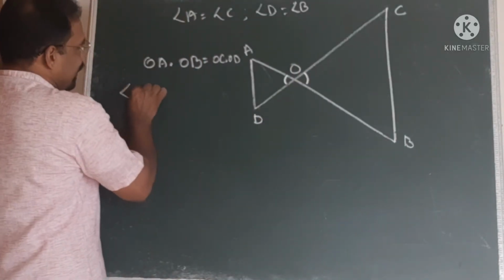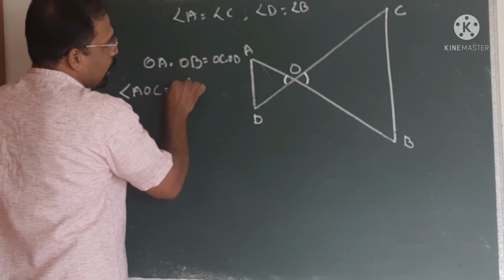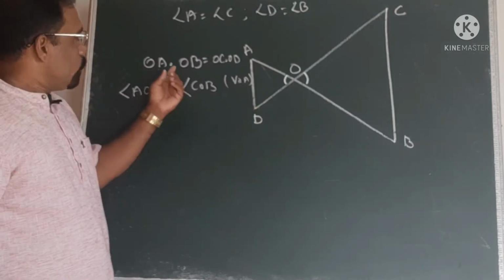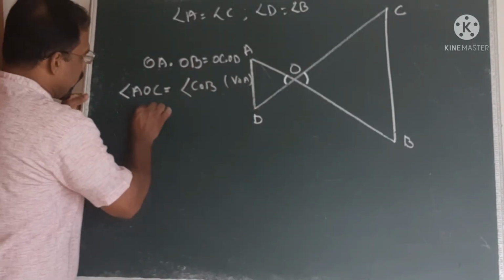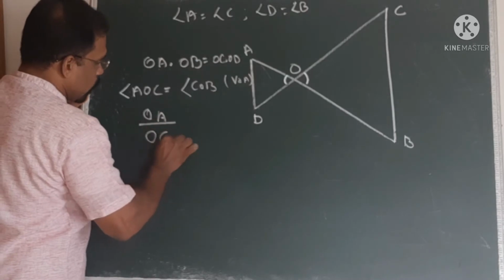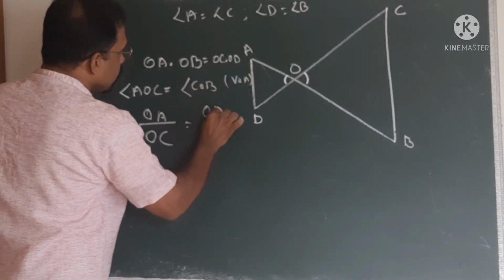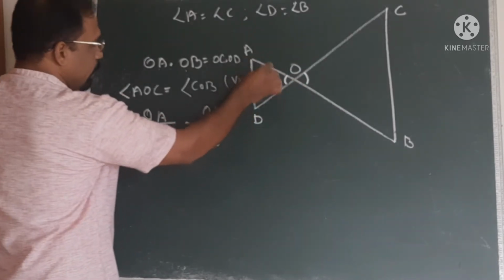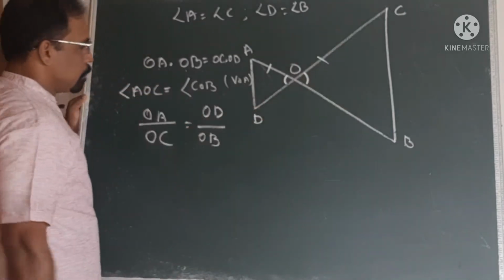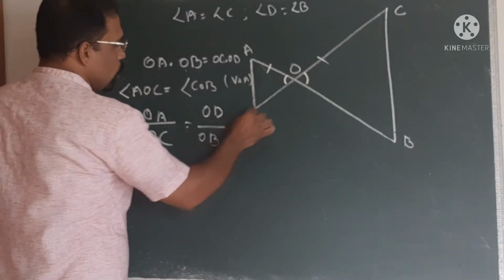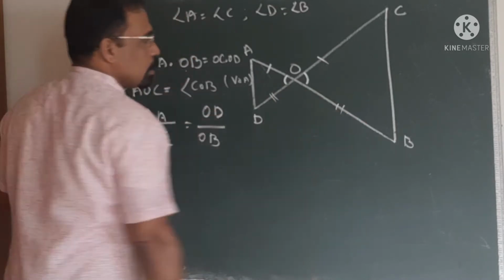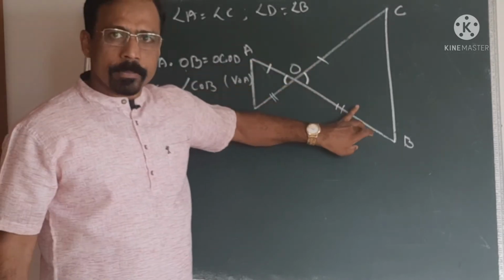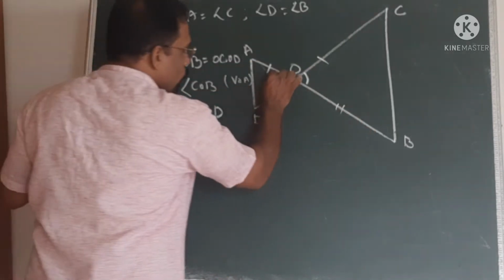So angle AOC is equal to angle COB because they are vertically opposite angles. Now let us rewrite this equation. OA by OC. So what is left here? OD. We will take OB this side. That means OA by this is equal to OD by this one. That means this by this is equal to this by this. So this angle is also equal.